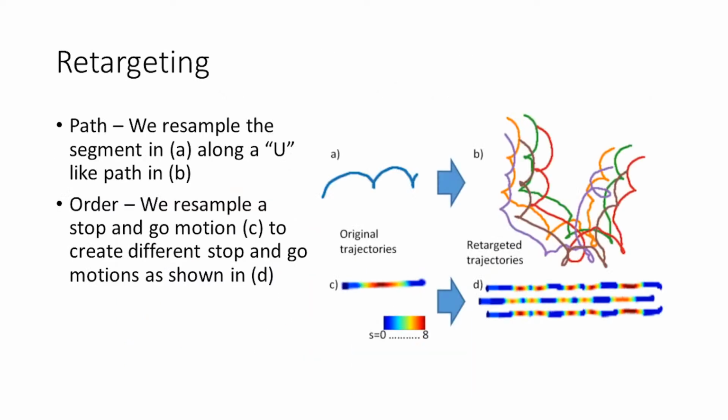We can retarget paths using a change of the path itself or the change of the order. In this example A, a spiral-like path is resampled along a U-like path to create a spiral motion along a U path. In C, you see a stop-and-go motion resampled and creating different stop-and-go motions as shown in example D.